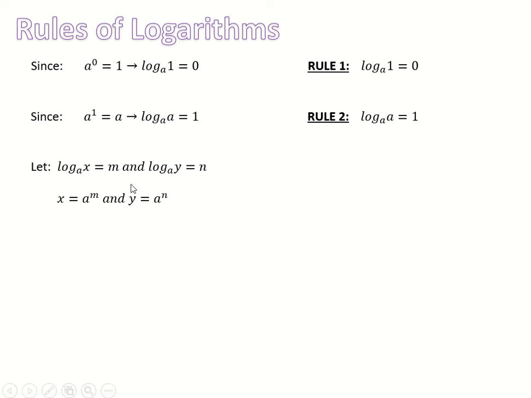So x equals a to the power of m and y equals a to the power of n. If we were to multiply those two things together, x and y, then we'd multiply a to the power of m by a to the power of n, which would just be a to the power of m plus n. I realize this is awkward explaining it with letters, but take your time going through it.